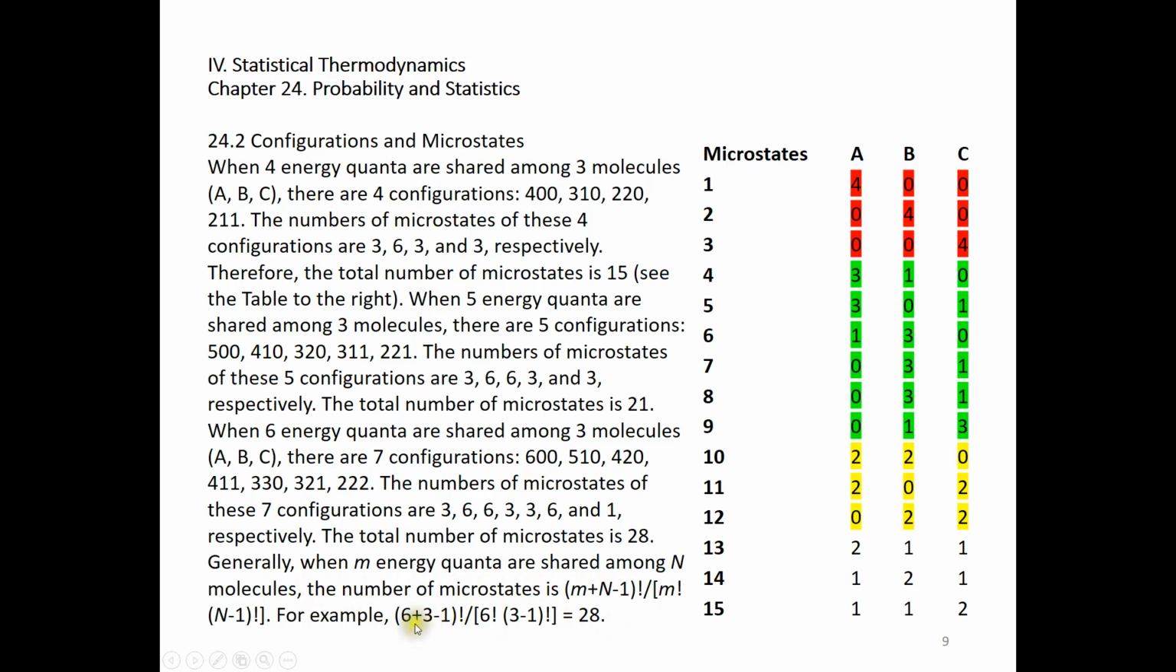For example, if we have 6 energy quanta shared among 3 molecules, the equation is this: 6 plus 3 minus 1 factorial on top, 6 factorial on the bottom, 3 minus 1 factorial on the bottom, and really it's just 8 factorial over 6 factorial over 2 factorial, and 8 factorial over 6 factorial is 8 times 7, so we have 8 times 7 over 2 factorial, that's 28.